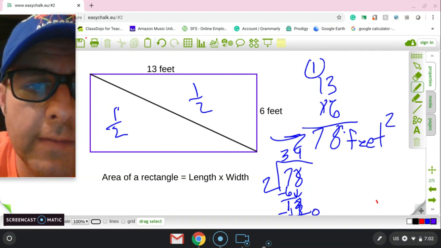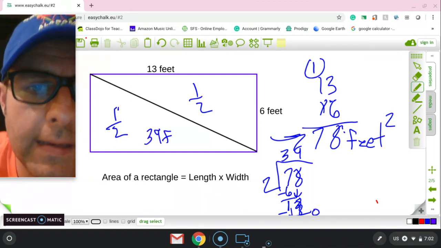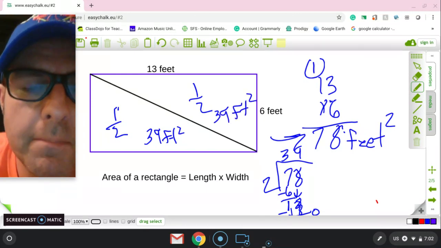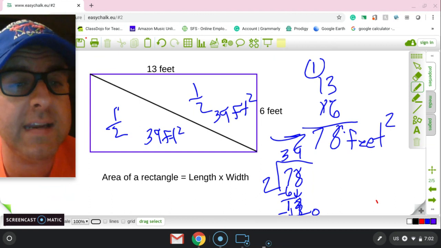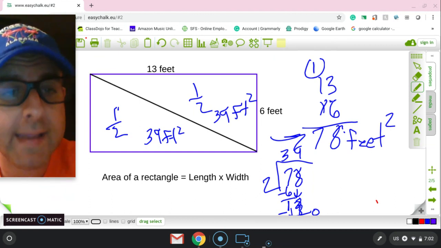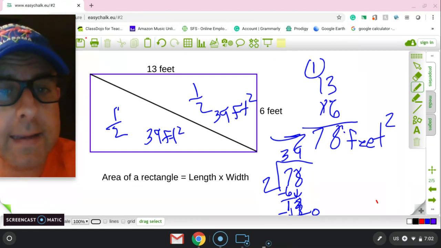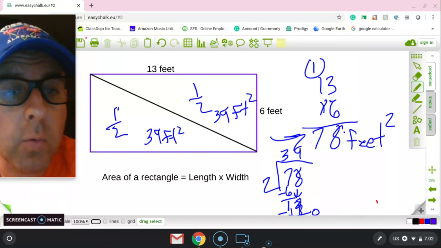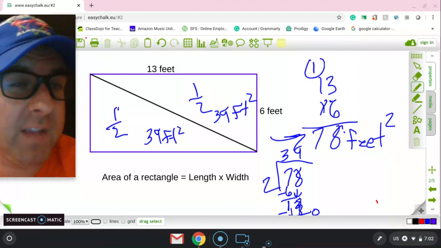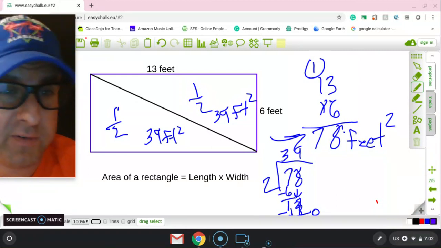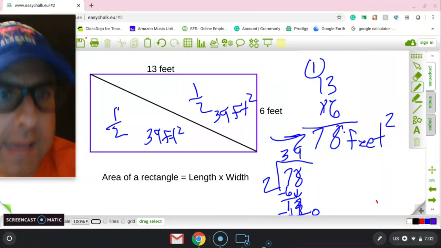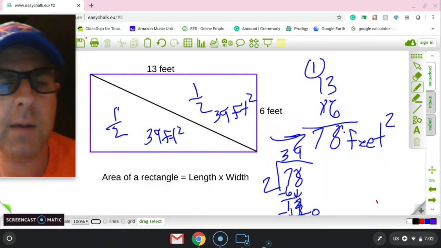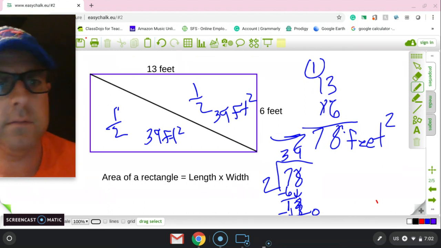So each one of these triangles is 39 feet squared. What does that mean? It means that it would take 39 of our square tiles in the classroom to cover these triangles. Now, we might have to cut them a little bit in order to make them fit. They might not be squares. We might have to cut them to make them some triangles or something, but it would take 39 of them to cover this triangle. All right, so now I want to show you why this is tricky, okay?